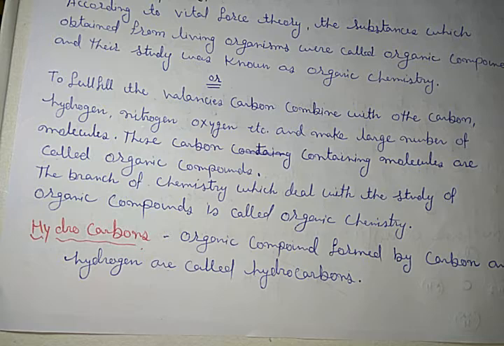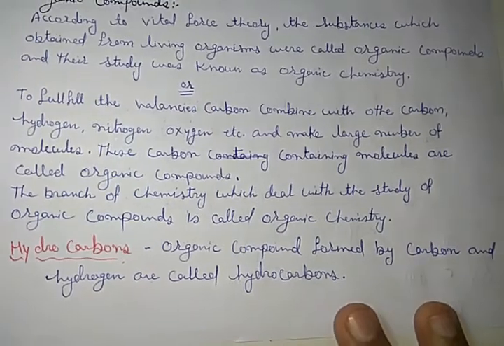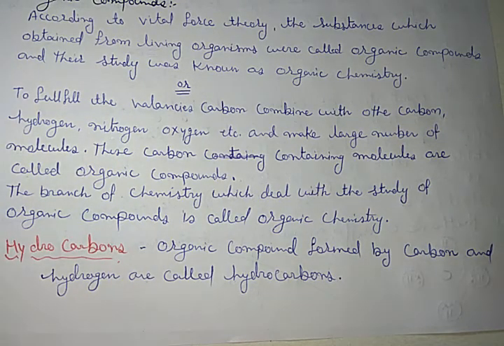Out of these, there are lots of compounds. Out of these, one group, hydrocarbons, is in our syllabus. We will discuss them. Here I am discussing the definition. A very simple definition: hydrocarbons are compounds made up of carbon and hydrogen. Got it? So we can say that organic compounds made up of carbon and hydrogen are called hydrocarbons. Their classification, nomenclature, and other things we will discuss in the next video.